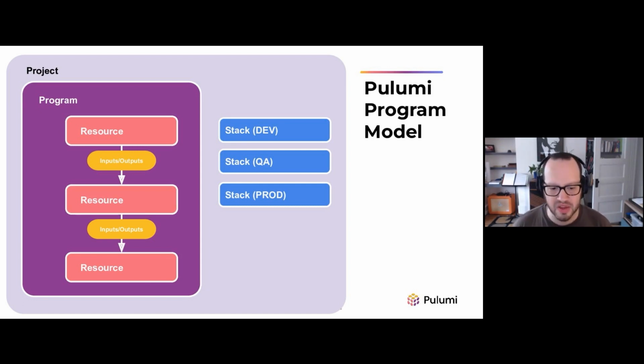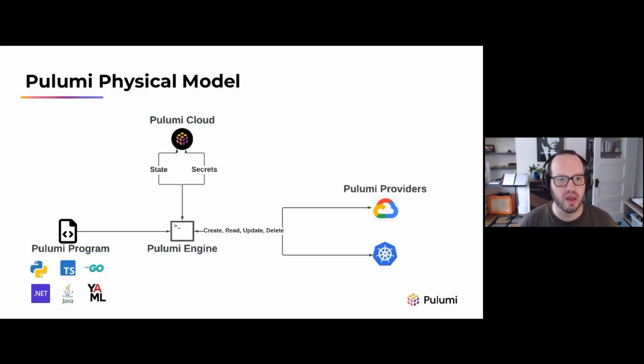So example of how you might use this, like if you're spinning up, let's say, GKE clusters, well, you might want to have less nodes or less powerful nodes in your dev environment than you would in your prod environment. So you can store those things, again, as configuration values in your stack configuration files and then reference them from within your Pulumi program. So that covers the program model. The physical model, I'll go through this real quick. So again, bottom left corner of the slide, you have your Pulumi program. You can write those again in Python, Node, Go, .NET, Java, or YAML.